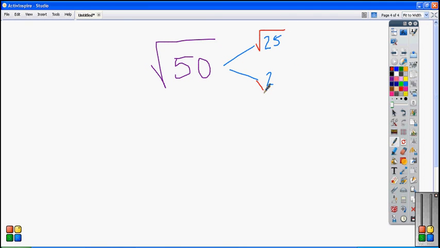So we're going to square root both of them. Square root of 25 is 5. Square root of 2 stays as the square root of 2. And we always double check. Can this 2 be broken down any farther? And the answer is no. Once you've come to the end of the road, that is your final answer: 5 root 2.